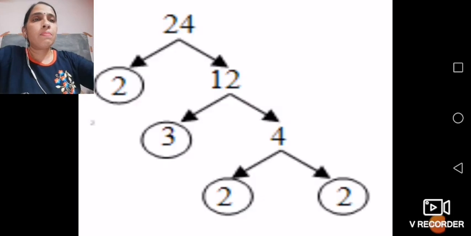So, let us see how we will form a factor tree of a given number. Now, 24. The first factor is 2. 24 divided by 2 gives 12. Then 12 can be broken up into 3 and 4, 3 fours are 12, and 4 into 2 and 2. So, all these factors are 2, 2, 3 and this 2 also.